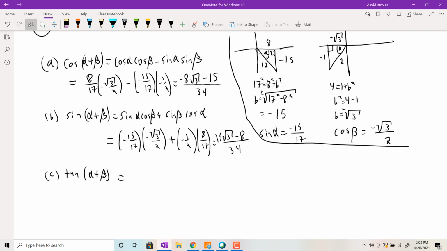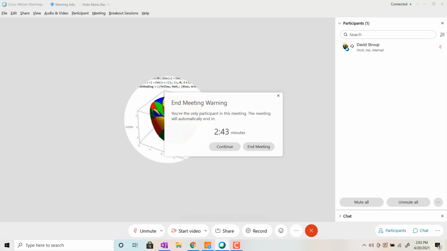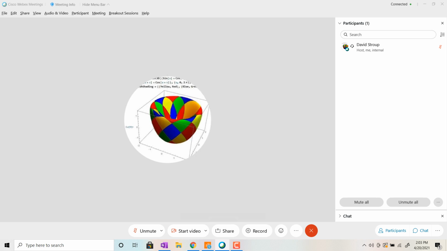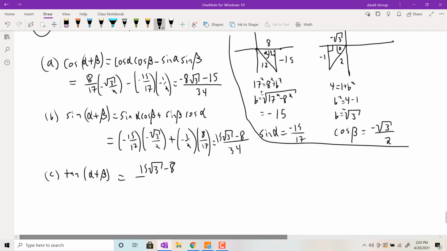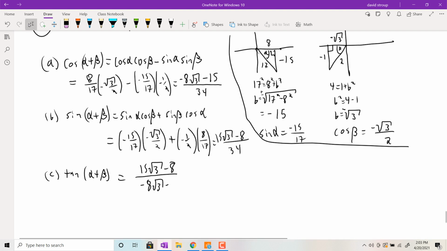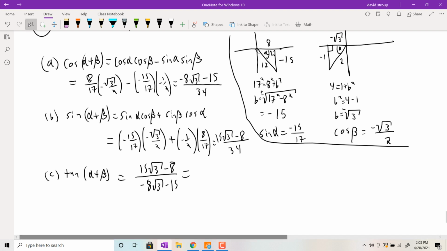And then for tangent, you just take the ratio of those two. And the 34s will cancel out, but it will be the sine's numerator, 15√3 minus 8, over the cosine's numerator, which is negative 8√3 minus 15. If you want to, you can factor out the negative from the denominator, which is what they do in the book. And you'll have this.